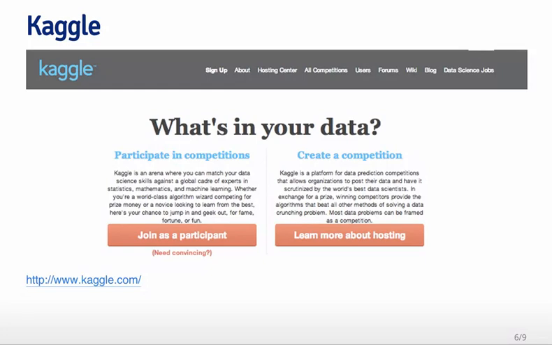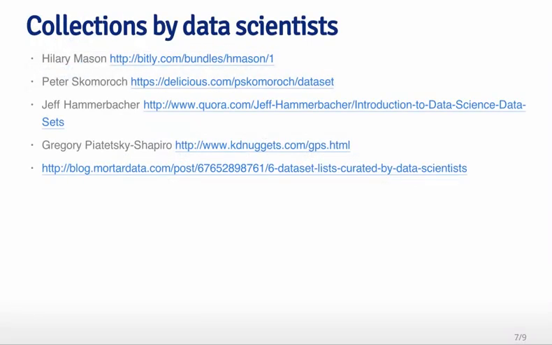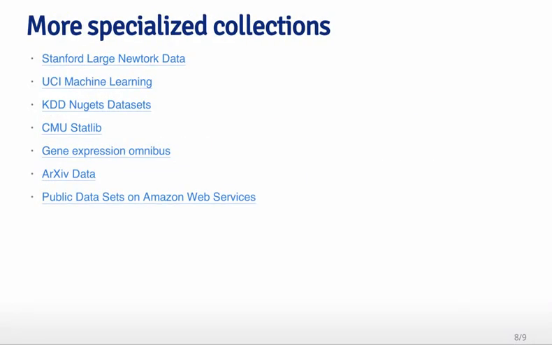So they're good for practice, but they're also good for potentially discovering new interesting things that can help companies solve real problems. There's also some collections that have been put together by famous data scientists. So these are several data scientists, Hilary Mason, Jeff Hammerbacher, and others who have put together data sets that are research quality and that might be useful for you. These all come from this blog post, which talks about several other data sets that are curated by other data scientists as well.